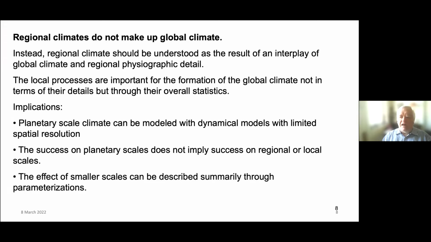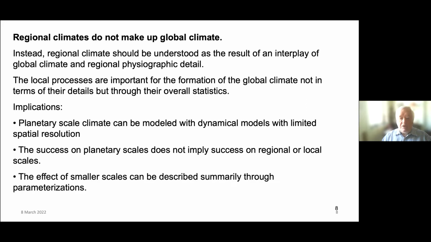So the local processes are important for the formation of the global climate, indeed, but not in their details, but through their overall statistics. So that means we can model planetary scale climate with dynamical models with limited spatial resolution. I mean, already in earlier times, we had climate models which are rather coarse resolution, 5 degrees grid distance or so, and they got the main things right. So the smaller scale things are not necessary to know in any detail.